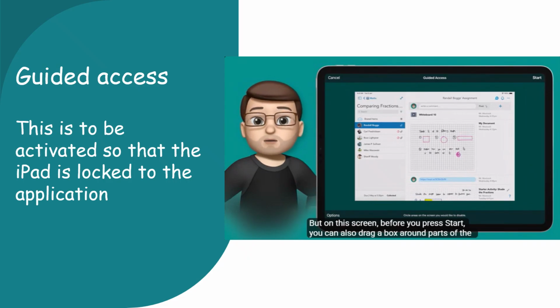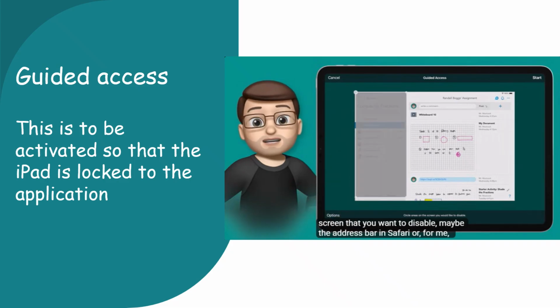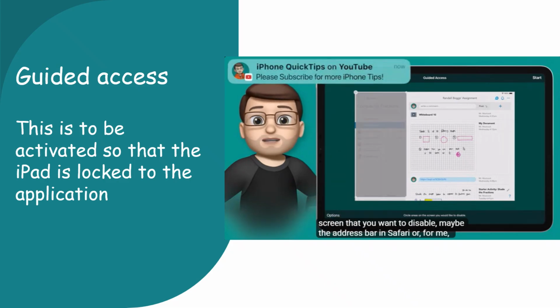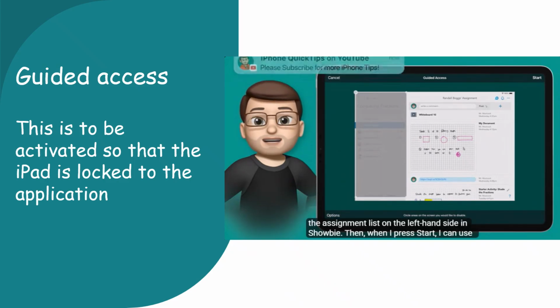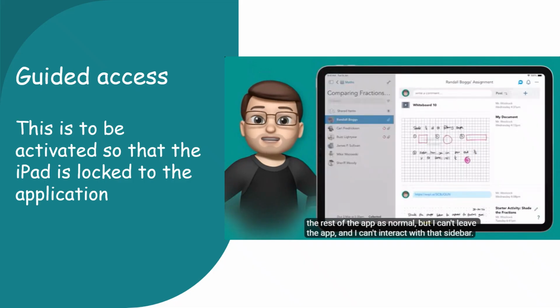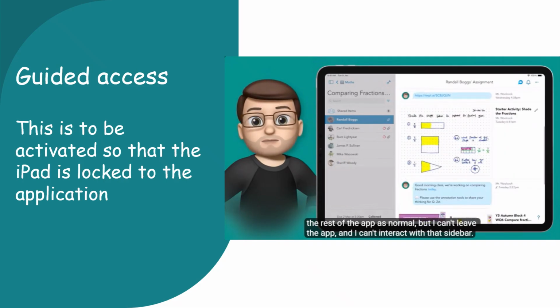But on this screen, before you press Start, you can also drag a box around parts of the screen that you want to disable, maybe the address bar in Safari, or for me, on Shobi, the assignment list on the left-hand side. Then, when I press Start, I can use the rest of the app as normal, but I can't leave the app and I can't interact with that sidebar.